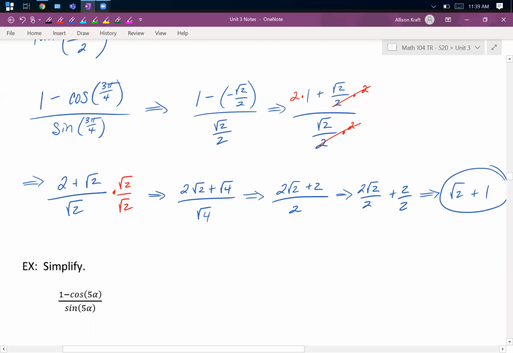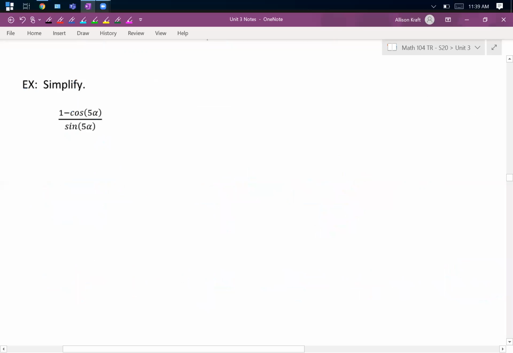In our last example in this group, we're being asked to simplify 1 minus cosine of 5 alpha over sine of 5 alpha. If you look, we recognize this to be the formula that we just used for tangent. It's the right side of the third tangent half angle formula. So this becomes tangent of half of that alpha, and the alpha is 5 alpha. So this becomes tangent of 5 alpha over 2, and that's it.